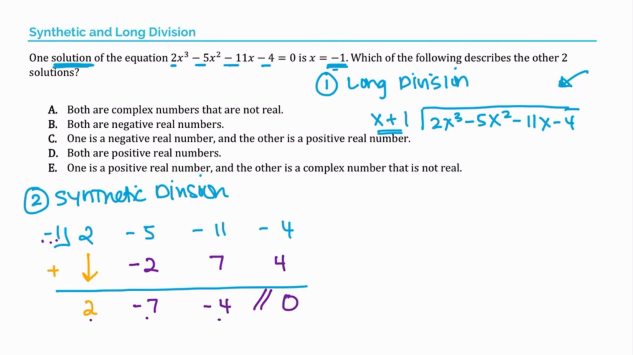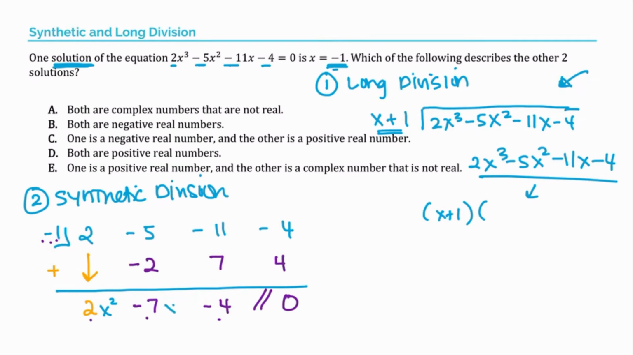And if something is a solution, then that means that when you plug in that value of x, you get 0. So I should have a remainder of 0 if I've done synthetic division with a solution. So what I've actually just figured out here is that the expression 2x cubed minus 5x squared minus 11x minus 4 is the same thing as x plus 1 times, now these are basically the coefficients. So it's like I put an x squared there, an x, and then of course x to the 0, which is the same thing as 1.